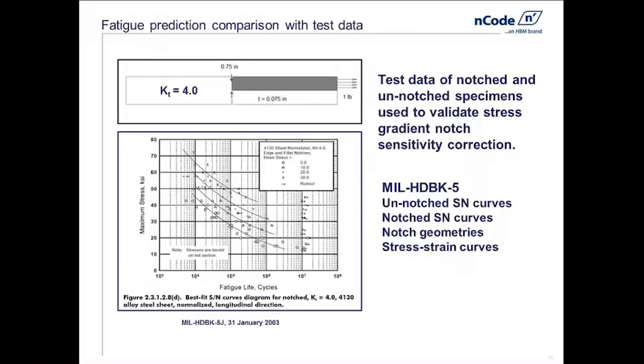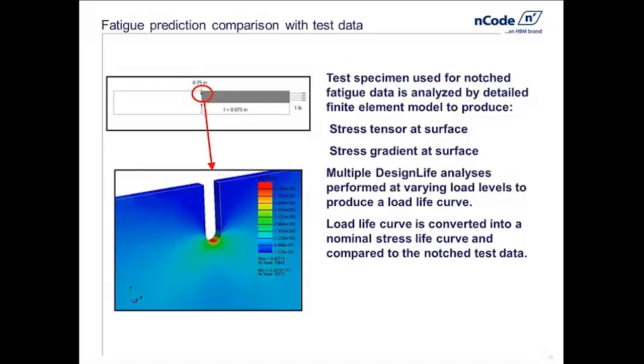As a quick example of that, we have here a test specimen, a notch specimen that came out of the Mil Handbook guide. And this specimen gives me fatigue performance for this notch specimen. What we've done is taken that specimen and actually built it as a finite element model, so I can predict not only the peak stress at the bottom of the notch, but I can also calculate through DesignLife the stress gradient. We've actually done this for several different load levels.